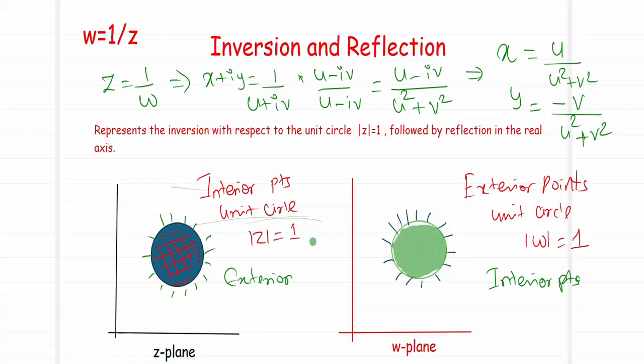So this is all about the three standard transformations, which are translation, which causes just movement. Next one is CZ, magnification and rotation. And the third one, inversion and reflection.